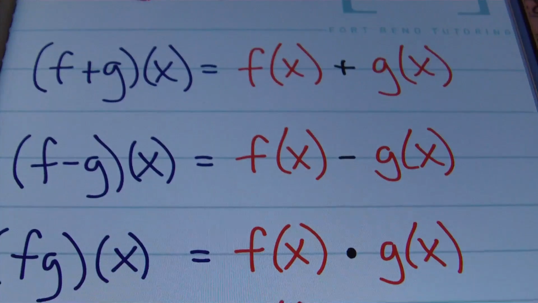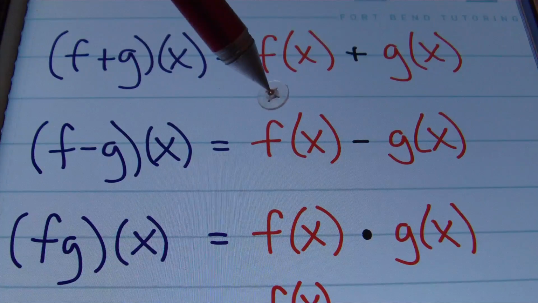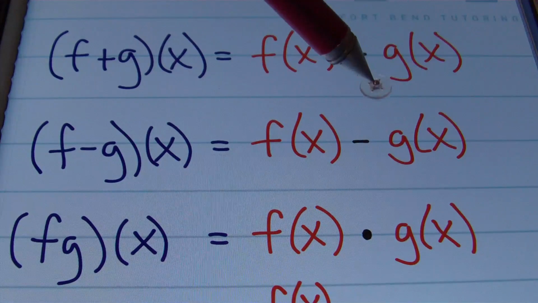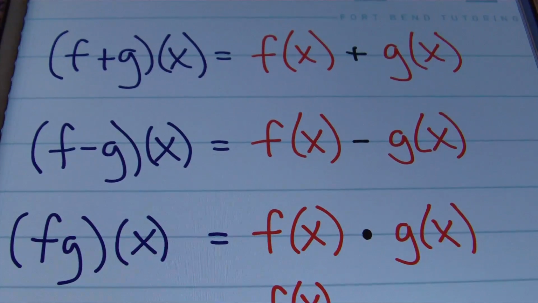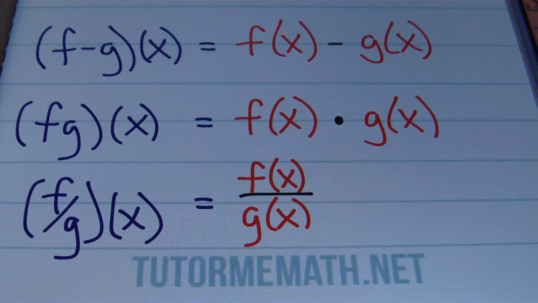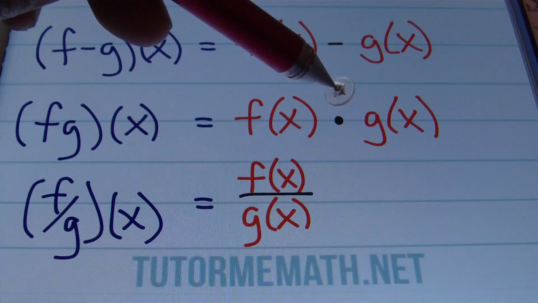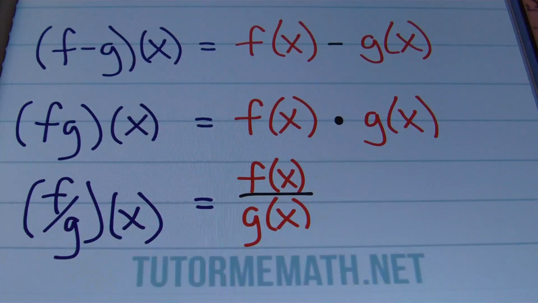Then, when you're looking at f minus g of x, you're going to subtract the two functions that they're referring to. So you'll take your first function named f minus the second function named g, and then you simplify it, and that's it. Then you move on to the next one, which is going to be fg of x, which means that you're going to multiply these two functions. So that simply means f of x times g of x, and then of course you simplify your results from there.